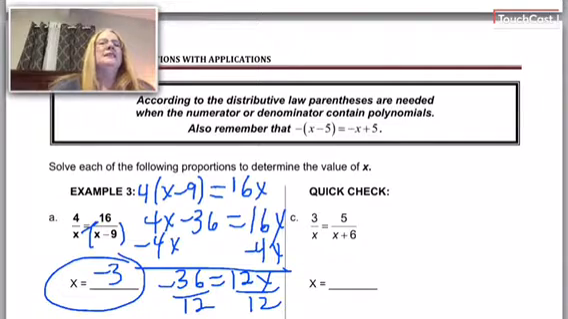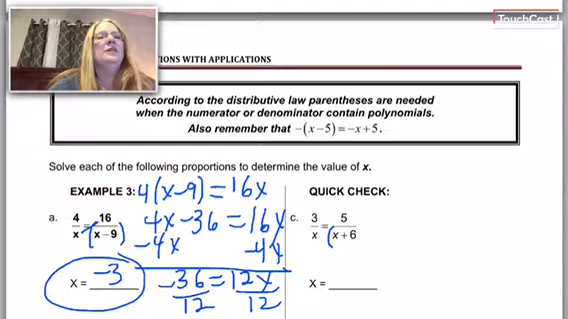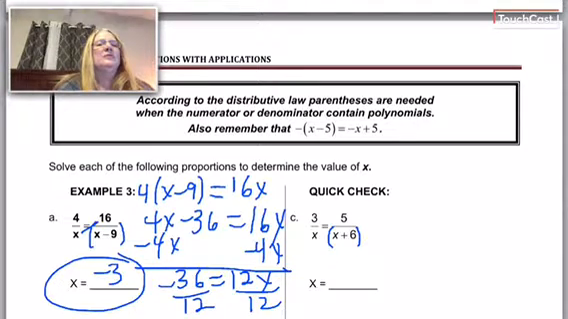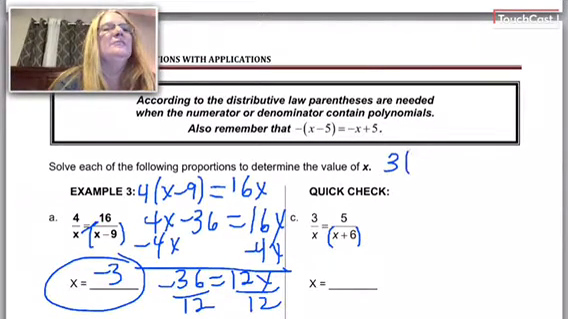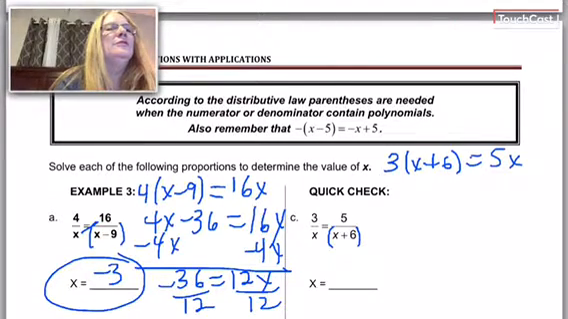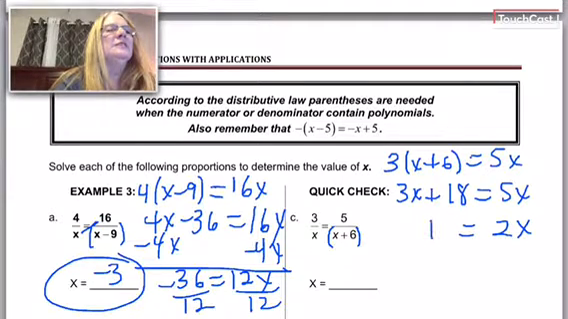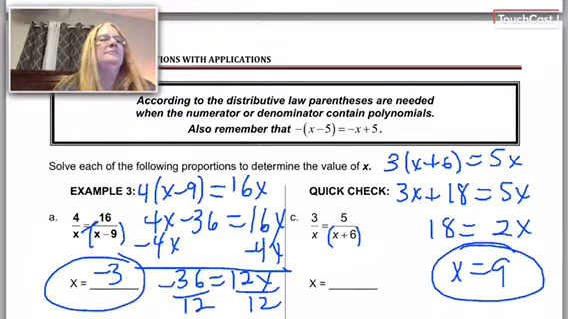Okay. Please again pause and try and do the quick check yourself. And remember, x plus 6 goes in parentheses. Okay? Hopefully you did this, but we'll get 3x plus 18 is equal to 5x. And if you subtract 3x from both sides, you get 2x is equal to 18, so x is equal to 9.